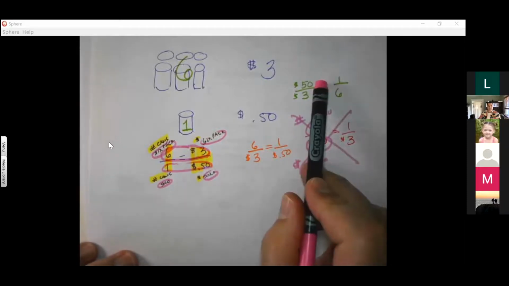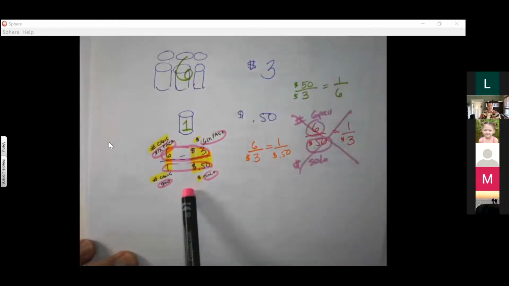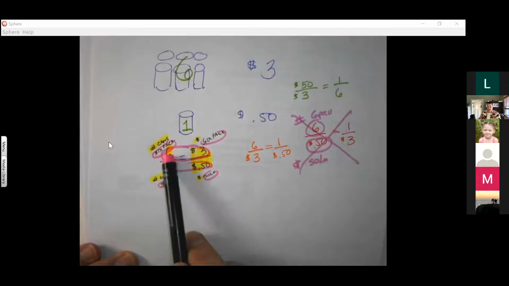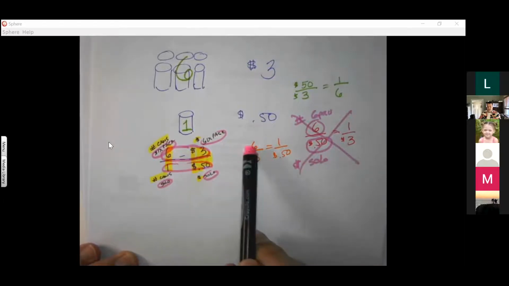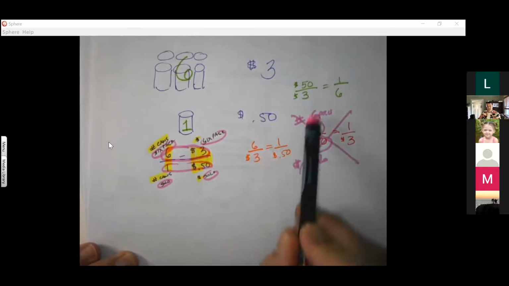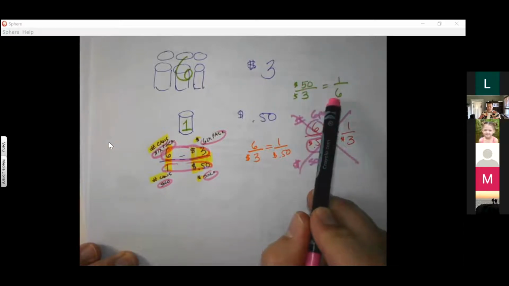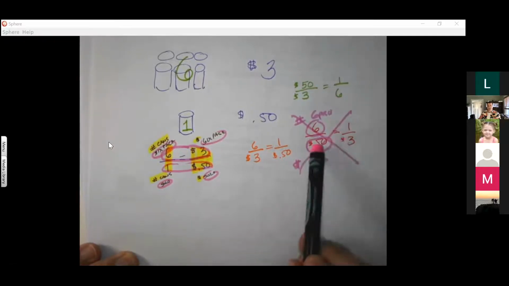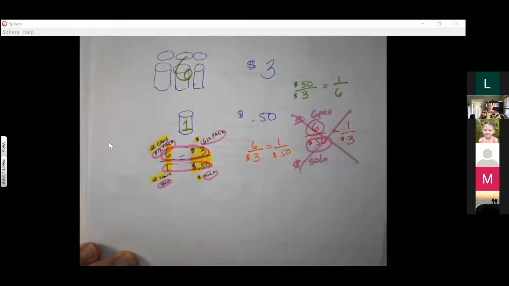Because these all work, what you'll see is that after your first step of cross multiplying, you'll get 6 times 50 cents. You'll get 6 times 50 cents. You'll get 50 cents times 6. This one, you would not get 6 multiplying by 50 cents. That's why this one won't work.